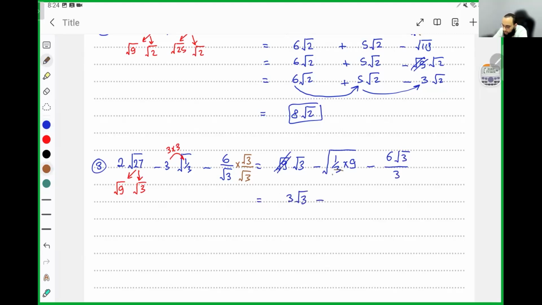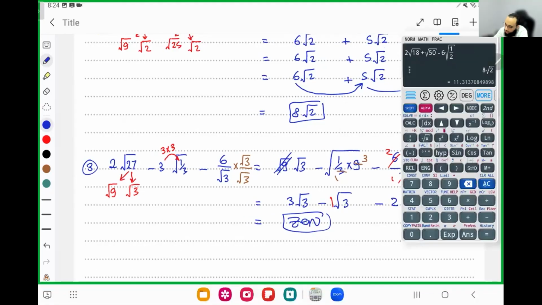Divide by 3: 1. Divide by 3: 3. Then it's root 3. 6 divided by 3 is 2. Then it's 2 root 3. There is 1 here. 3 minus 1 is 2. 2 minus 2 is 0.